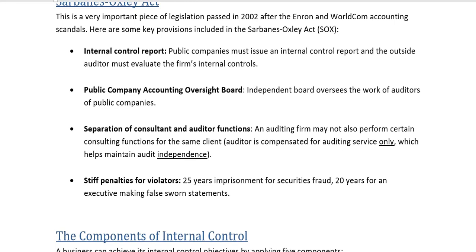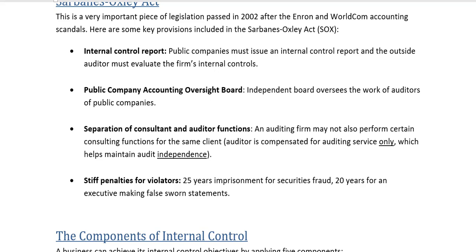Separation of consultant and auditor functions. An auditing firm may not also perform certain consulting functions for the same client. The auditor is compensated for auditing service only, which helps maintain audit independence. So this is a major one.